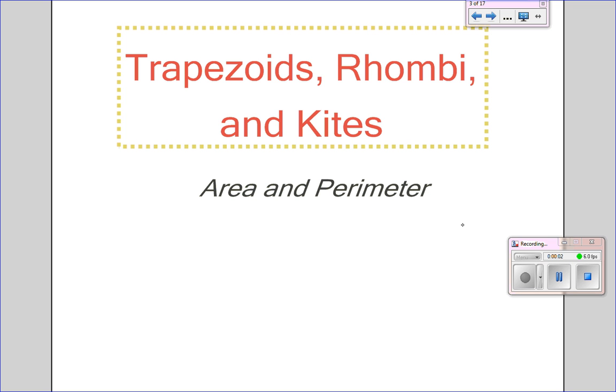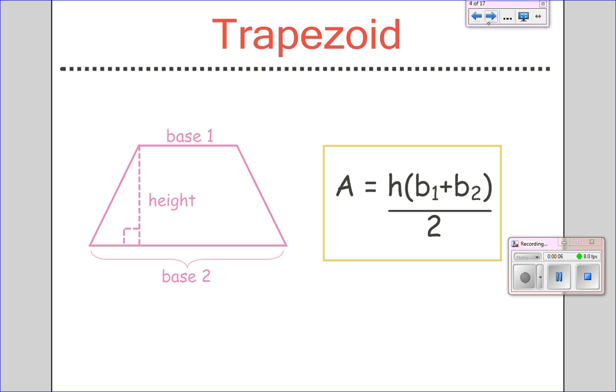In this video, we'll be looking to find the area and perimeter of trapezoids, rhombi, and kites. So first off, let's look at the trapezoid. The area formula for a trapezoid is the height of the trapezoid, which once again is perpendicular to the bases, times base 1 plus base 2 divided by 2.